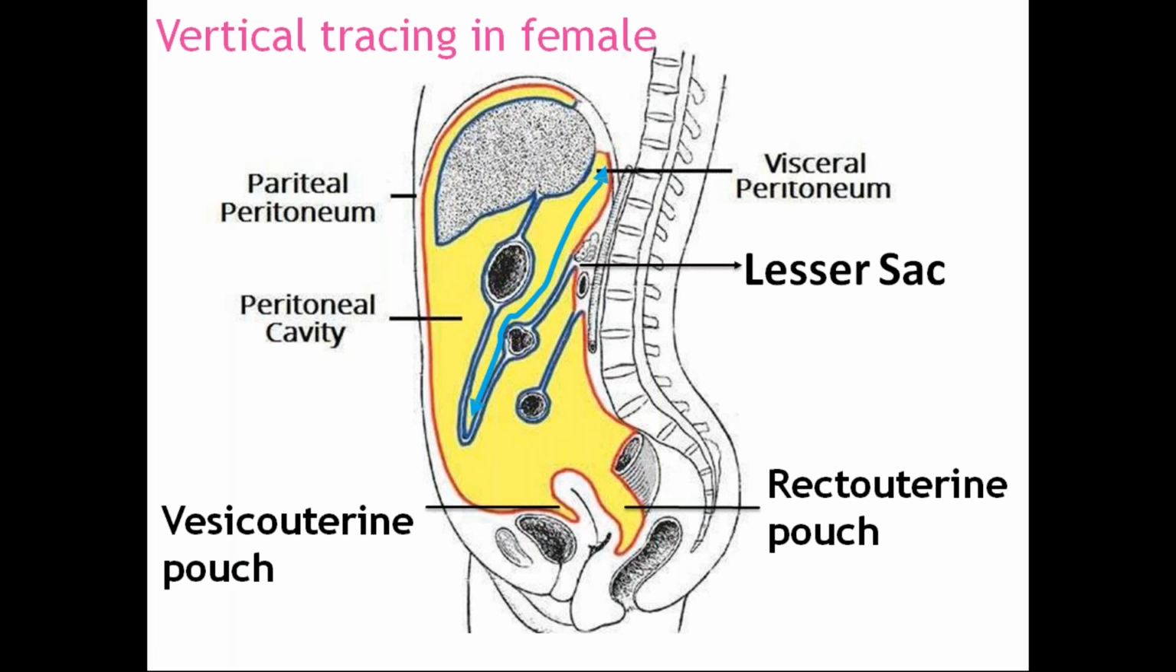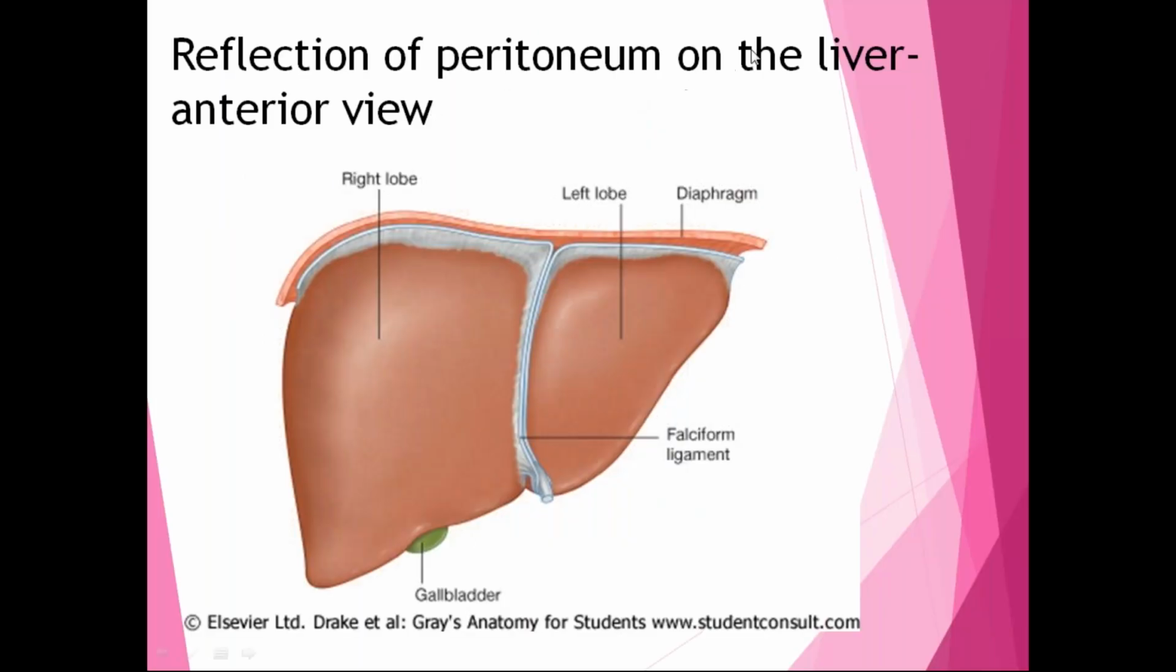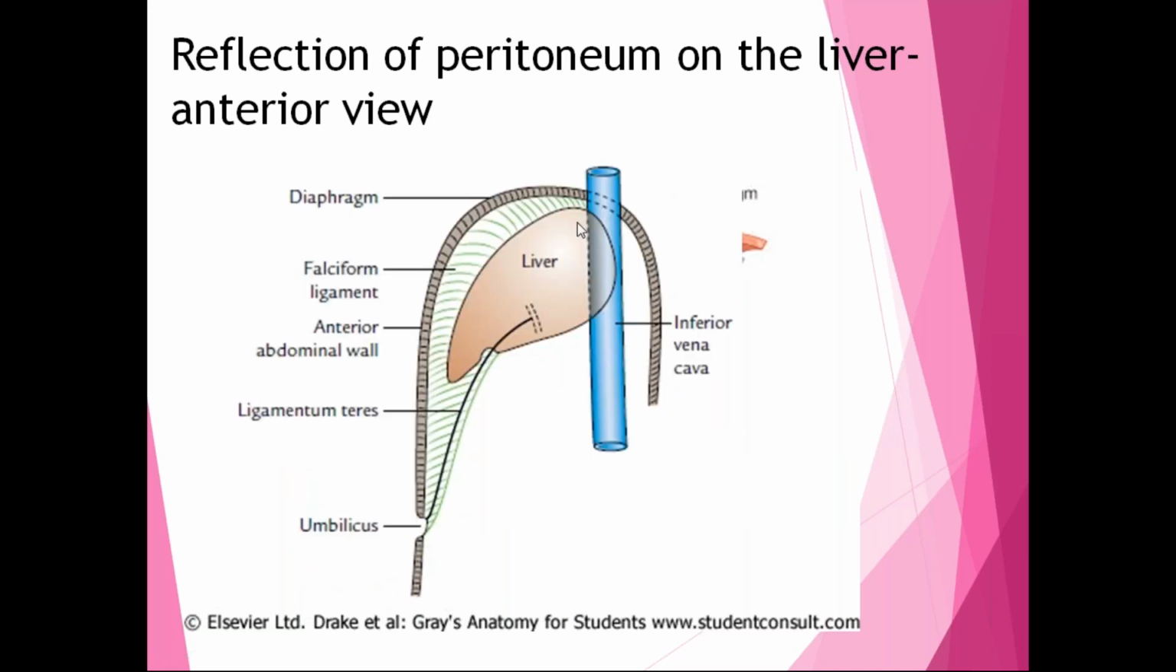Okay. So with this, we'll continue on to the reflection of peritoneum on the liver. This is the anterior view of the liver. You can see the falciform ligament here. The reflection of peritoneum on the liver forms numerous ligaments. One is the falciform ligament, other is the coronary ligament, then right and left triangular ligament. The falciform ligament divides the liver into right and left lobe. After that, it divides into right layer and left layer. Okay, see the next picture.